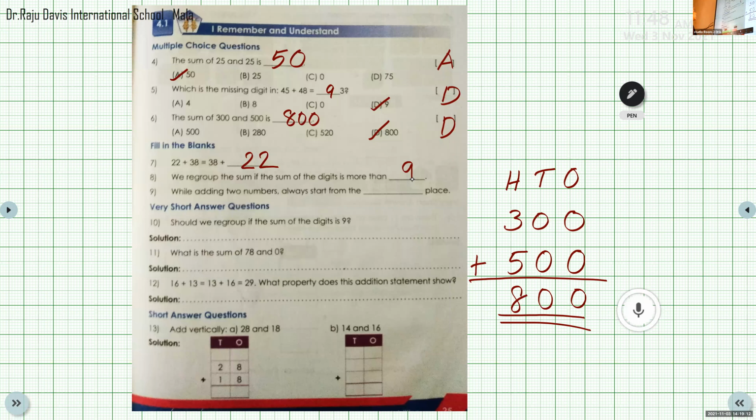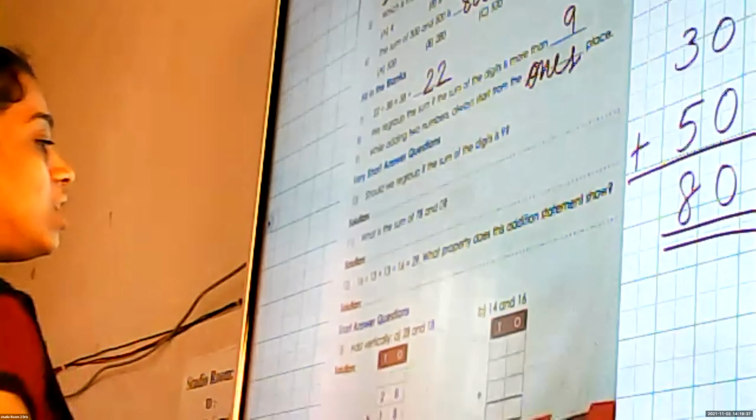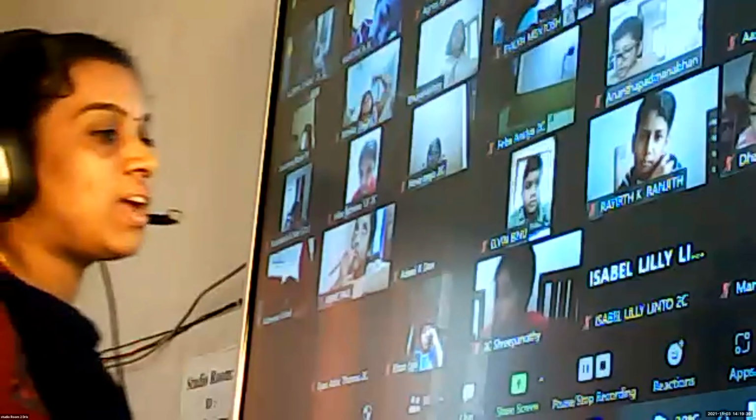While adding two numbers, always start from the ones place. Very good. We always have to start addition from the ones place. Okay. So here today we completed 9 questions and we will continue in the next class.